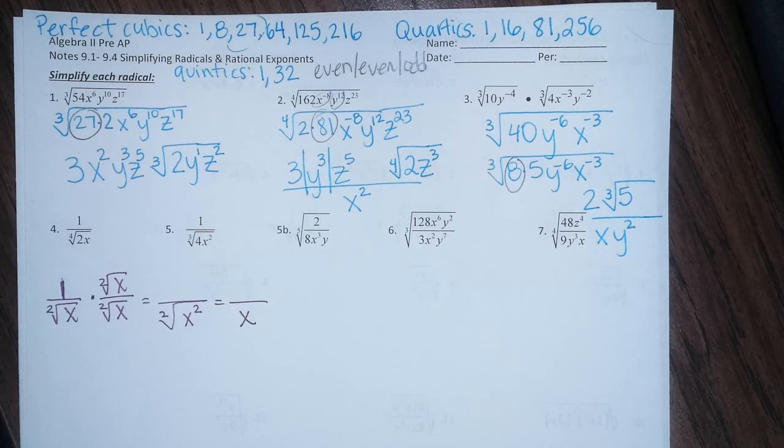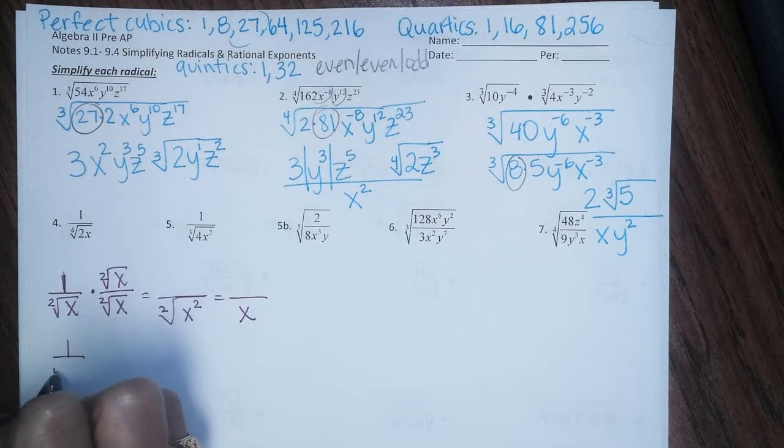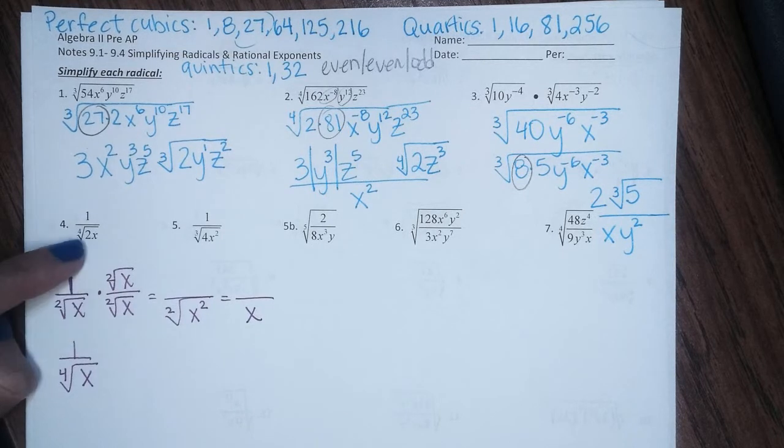But now we need to simplify it. Let's pretend that was just 1 over the fourth root of x. Okay, so here it goes. So ignore the 2 for a minute.